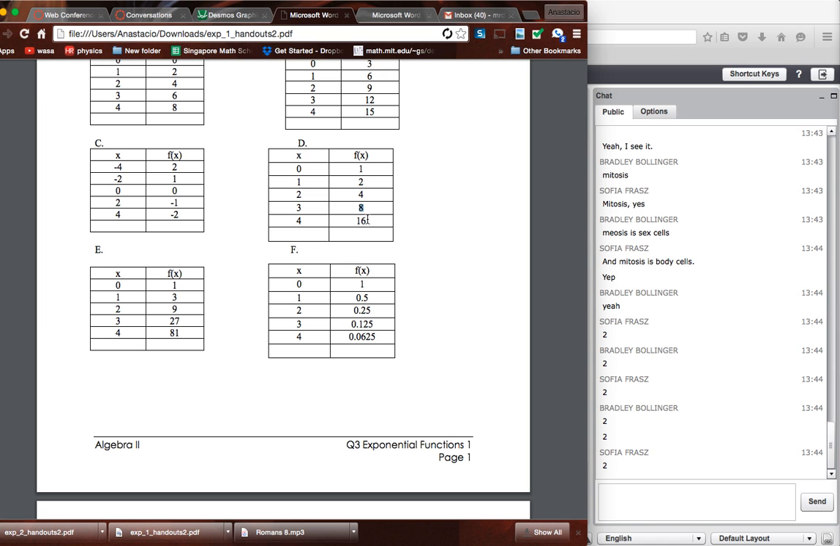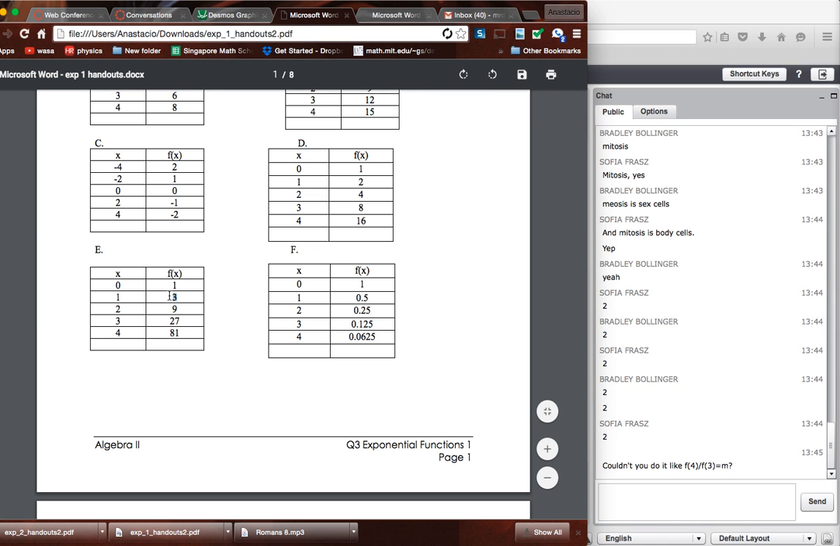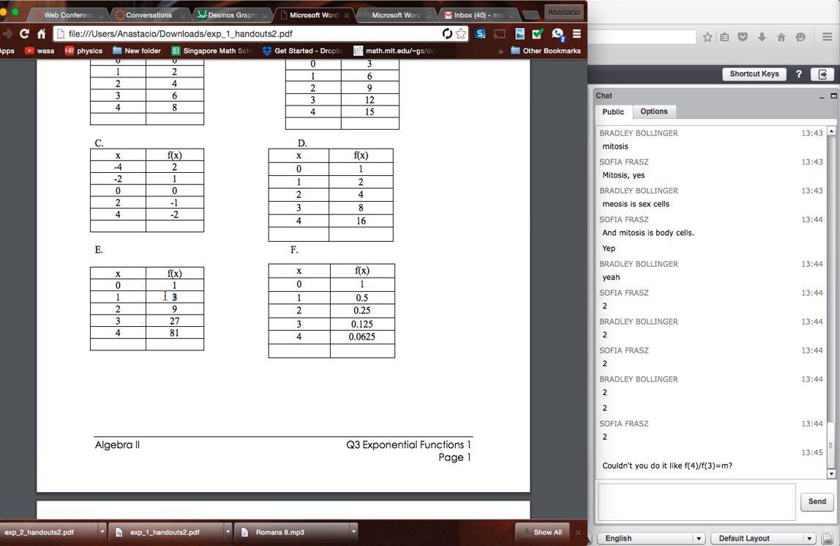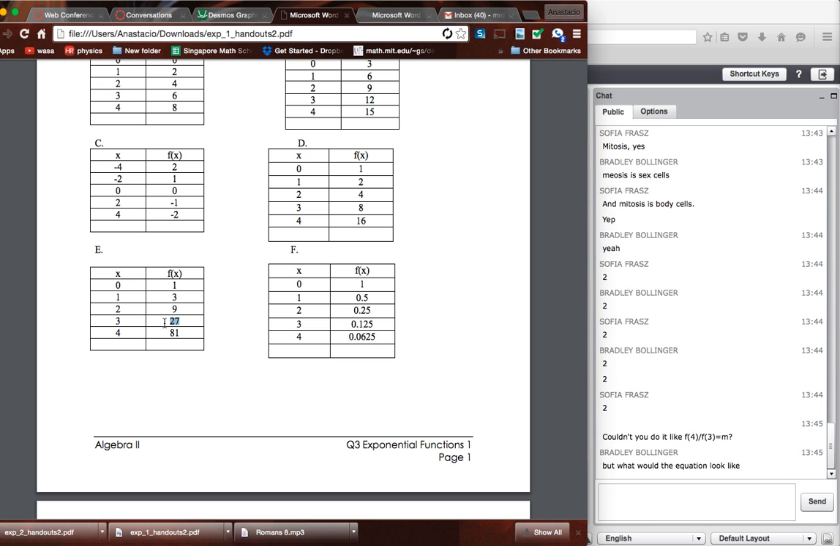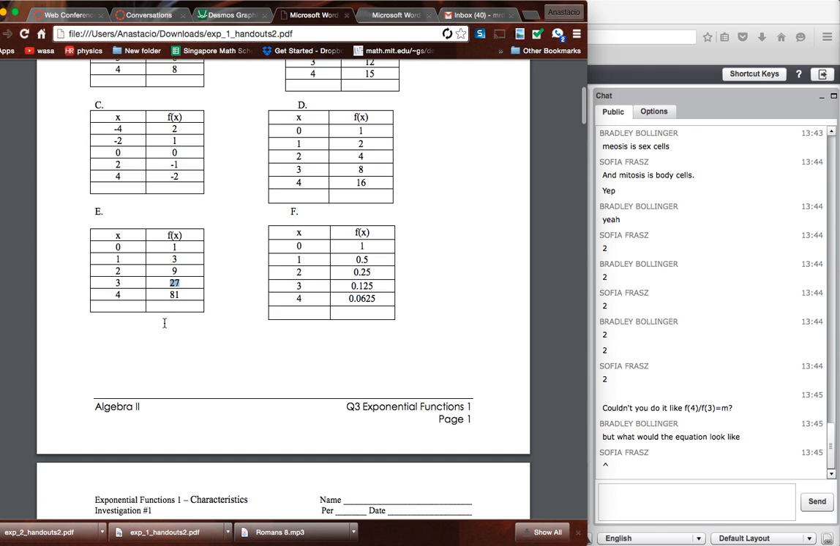Now that apparently is not the case with this one over here. What is 9 divided by 3? 3. There we go. What is 27 divided by 9? It'd be 3. There we go. So in order to figure out that r, all you have to do is take 2 successive inputs and divide them. That's it. And you'll get your r value that will tell you how this graph looks. Does that make sense?